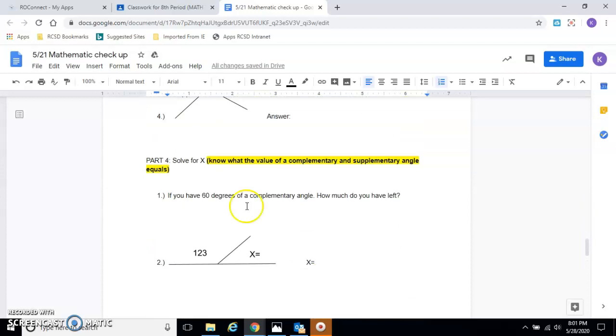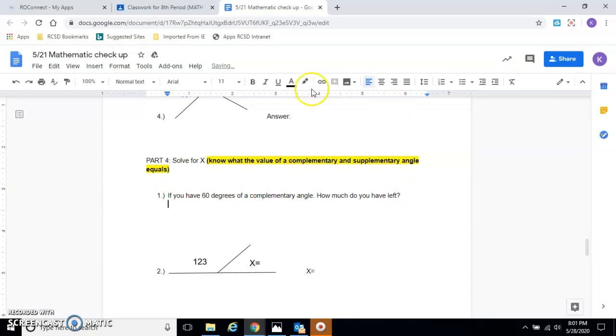All right, now these ones get kind of hard. You need to solve for x, and to do so, you need to know what complementary and supplementary angles equal. So right here, this first one, if you have 60 degrees of a complementary angle, how much will you have left? Okay, so think about it. Complementary is 90 degrees minus that 60. How much am I going to have left? X, okay, we know this is a straight line. That's 180 degrees minus that other angle, the 123. How much am I going to have left?